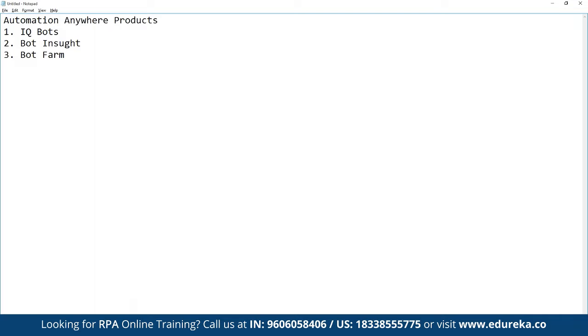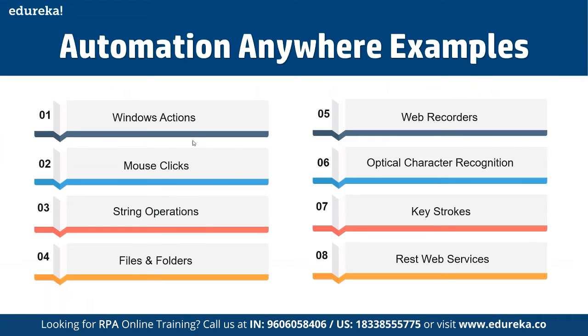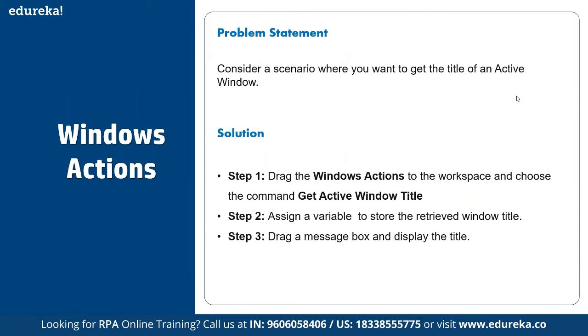And now to get started and discuss further, we are also going to make use of multiple examples for Automation Anywhere, like Windows actions, mouse clicks, string operations, files and folders, web recorders, optical character recognition, keystrokes, and web services. So all these activities we can automate by using Automation Anywhere. First of all, if we talk about Windows actions, then we can consider a scenario where we want to get the title of an active window.